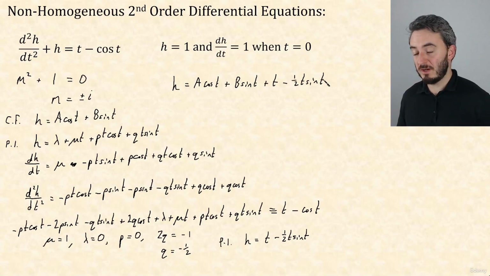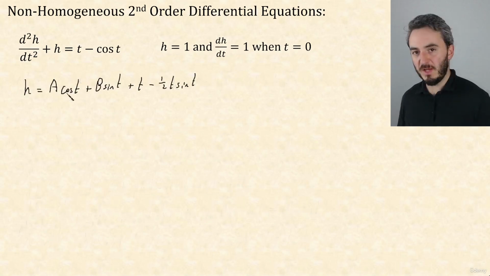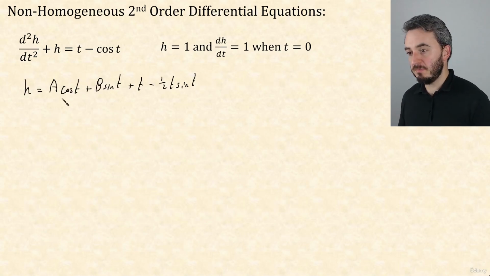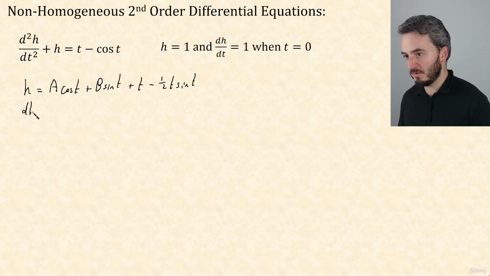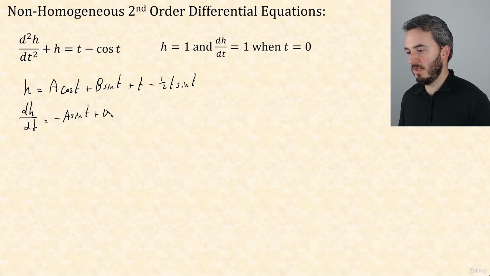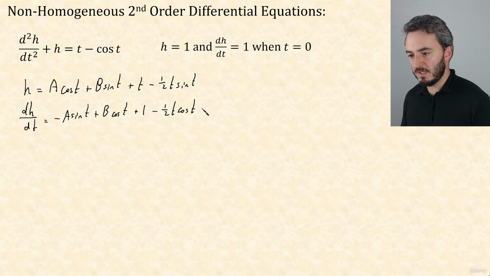Right, now it's time to use the boundary conditions to find a and b. Okay, giving ourselves a bit of room, let's find a and b. So we're going to find dh by dt first because we have some information about that. So that is minus a sine t plus b cos t plus 1. Now we need to do some product rule here. So we've got u v dash plus u dash v. So u dash is -1/2, and there's v.